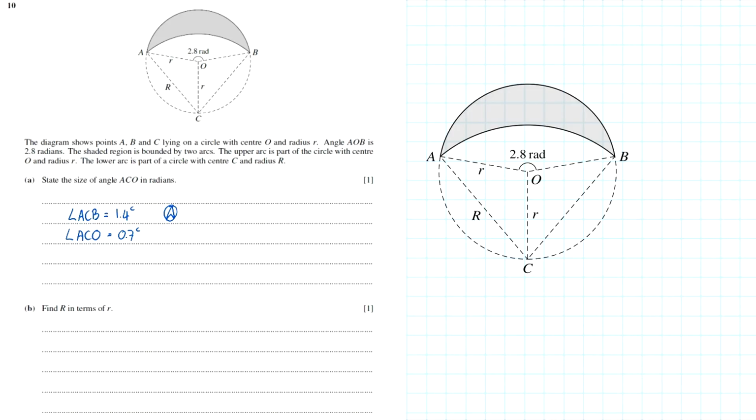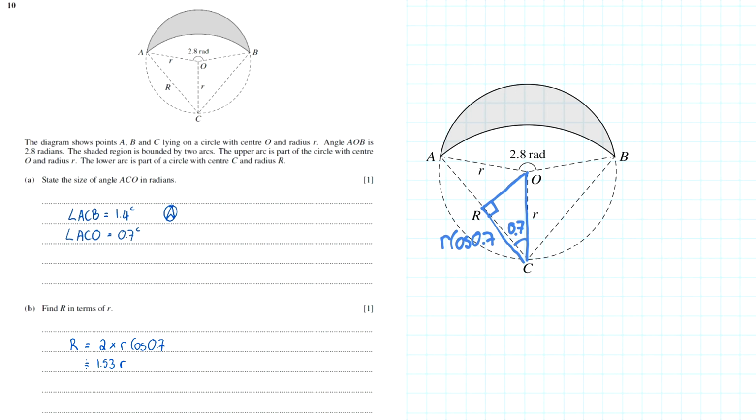To relate the capital R to the lowercase r, we can create a right angle triangle here with the angle of 0.7, and notice that the lowercase r is the hypotenuse, which means the side adjacent to the 0.7 is little r cos 0.7. But that side is half of the length of R, and so R is equal to 2 times little r cos 0.7. We can put 2 cos 0.7 into the calculator and come up with that R is 1.53 lowercase r.